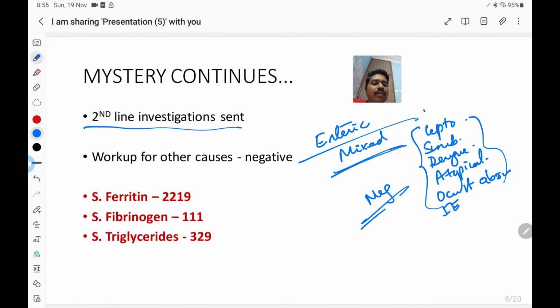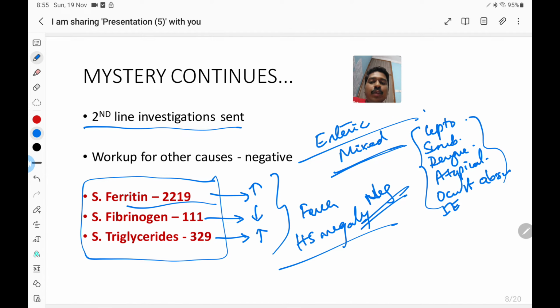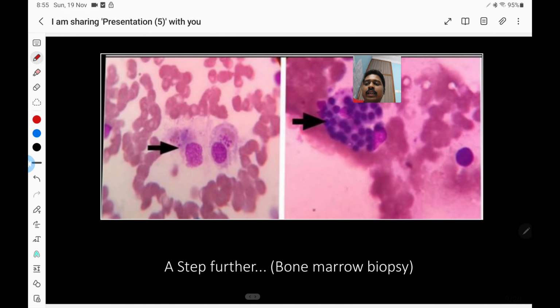And one set of investigations actually diverted our attention. This was serum ferritin, fibrinogen, and serum triglyceride values. Serum ferritin values were high, serum fibrinogen levels were low, and serum triglyceride levels were high. So this combination, along with fever and hepatosplenomegaly, made us think of something else, and we went ahead with the bone marrow, and bone marrow investigation revealed this cell. This is a macrophage, and this macrophage has engulfed RBCs and platelets inside it.